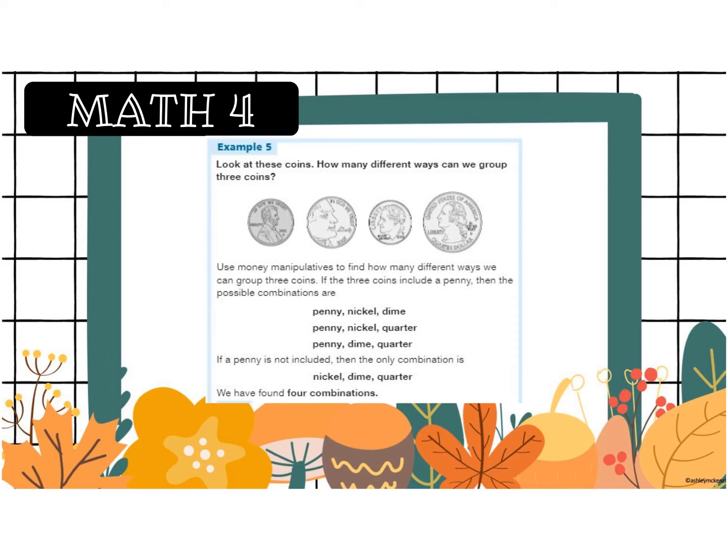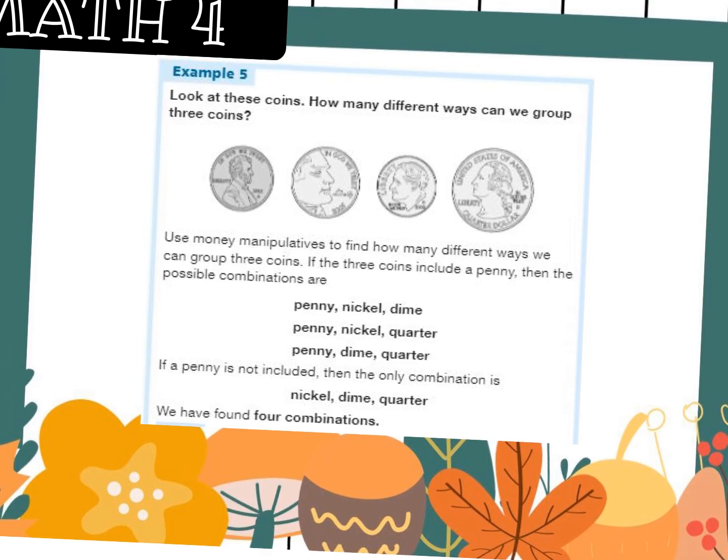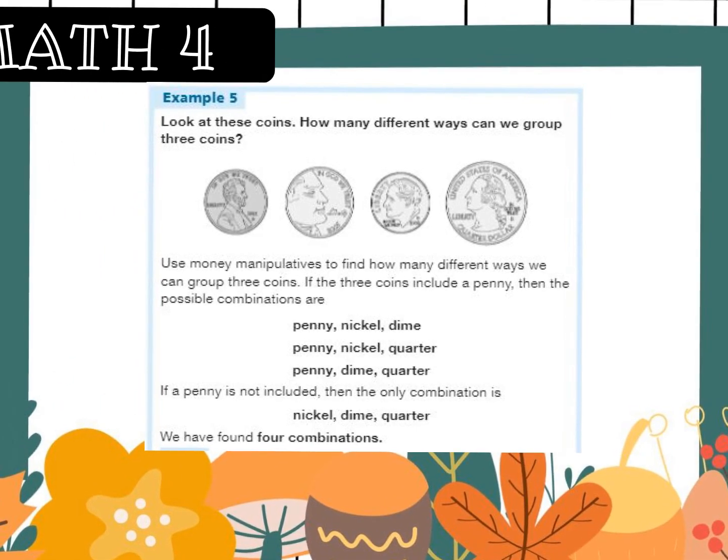Okay, look at these coins. What do I have on the board? Can y'all see that okay? A quarter, a dime, a nickel, and a penny. Yep, I got one of each. How many different ways can we group these 3 coins? I could start with the way it's already laid out, right? There's 4. I want to just take 3.